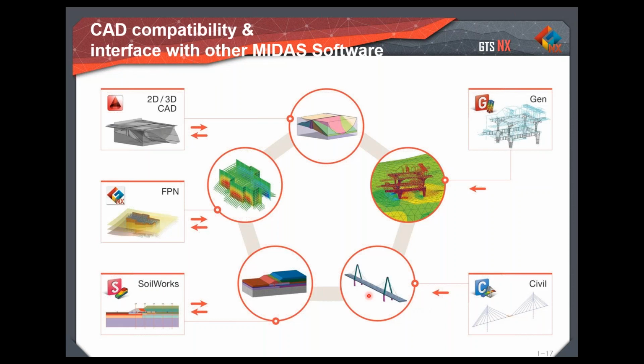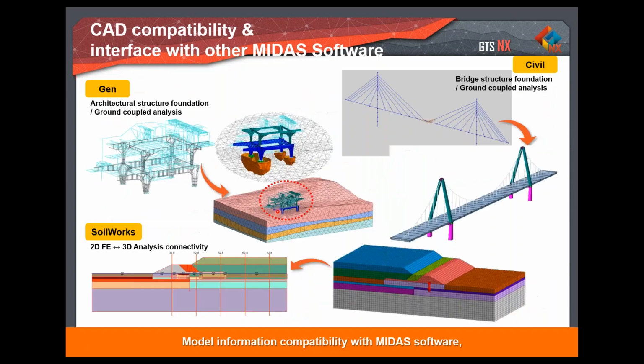And the second case is what I was talking about: what could be the effect of your excavation or tunneling onto your existing structure? So what I do is I bring the structure back to GTS NX, and I model the soil as a continuum as I was showing in this picture. And then very adjacent to it, I have an excavation.